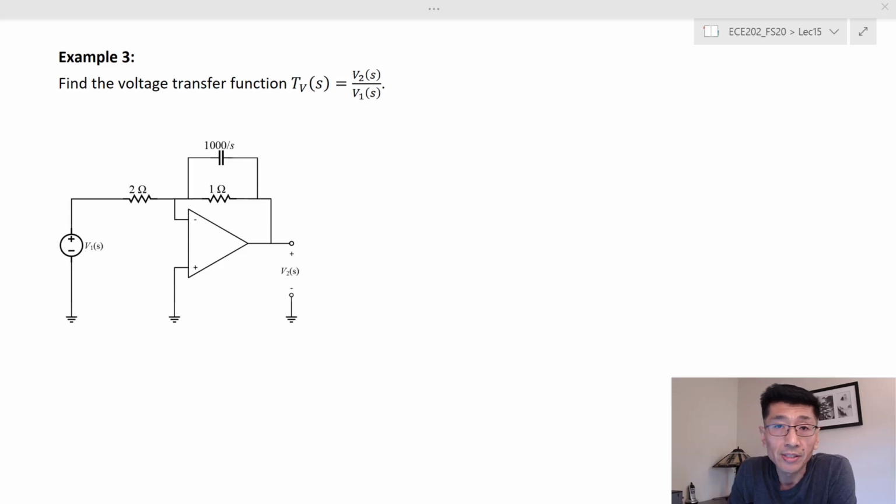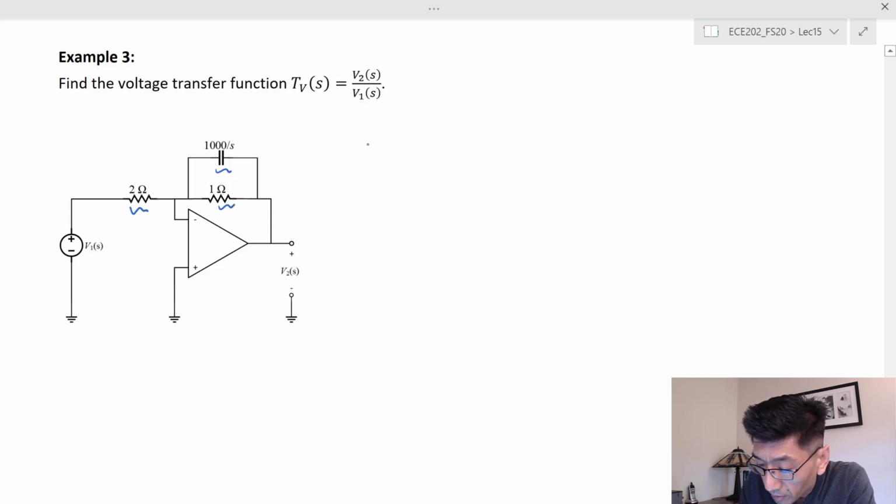Let's look at a couple of examples for the two-port network transfer functions. The first one here we have the amplifier with the 2 ohm resistance, and a 1 ohm resistance in parallel with the capacitor impedance 1000 over S. In that case, C would be 1 millifarad, right? Remember 1 over CS is equal to 1000 over S, so 1 over C is 1000, so C is 0.001. And we're trying to find the voltage transfer function V2 over V1.